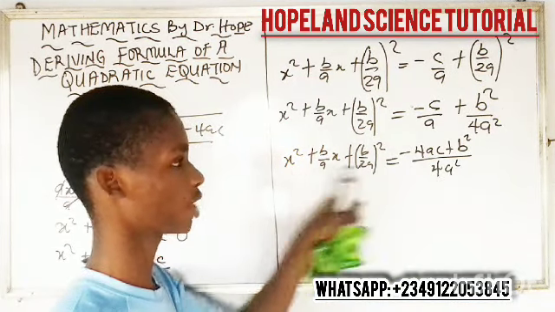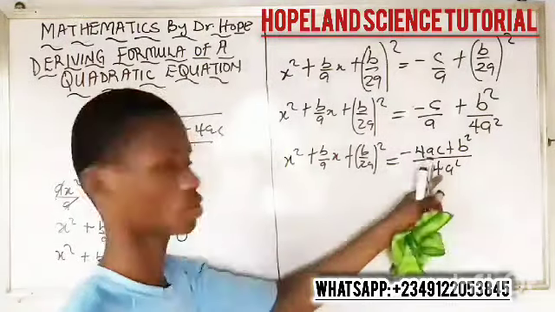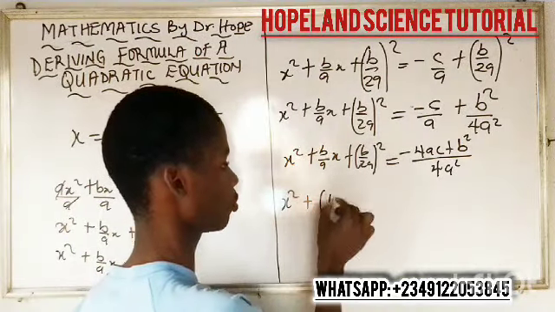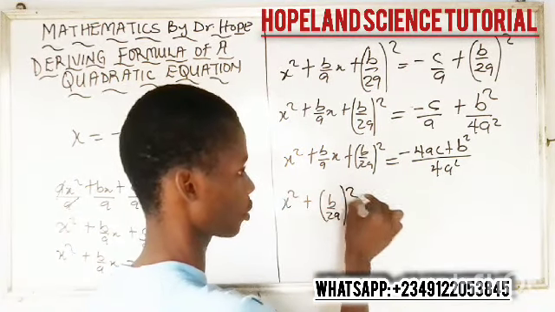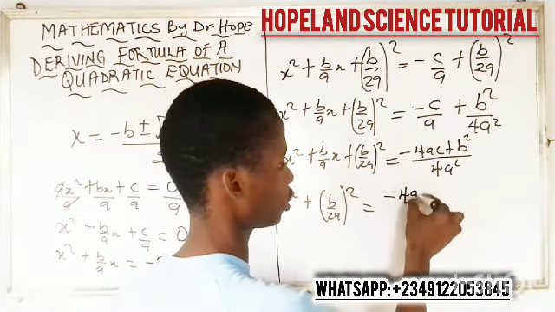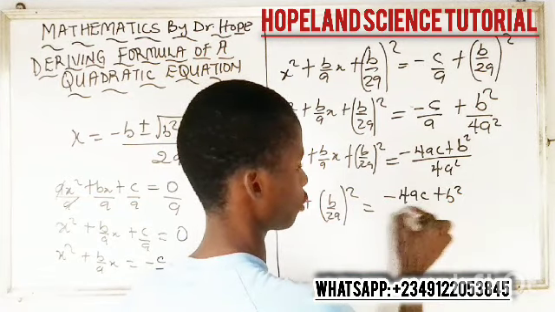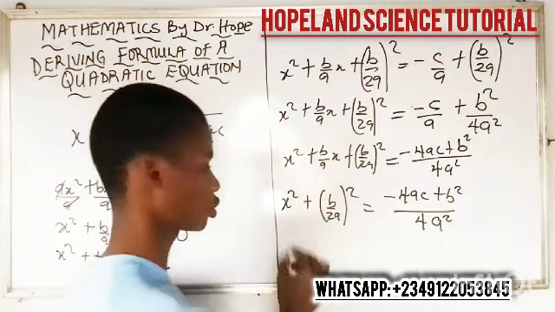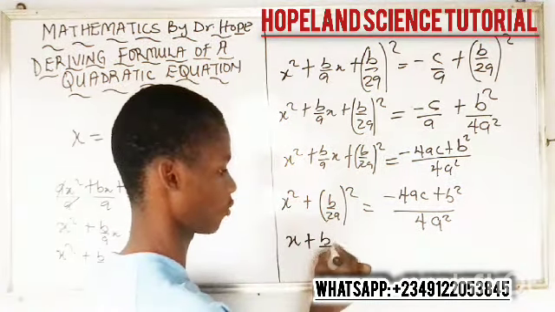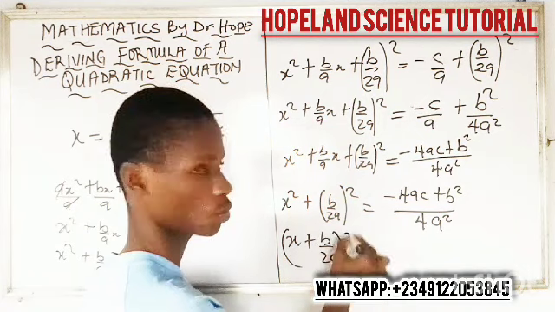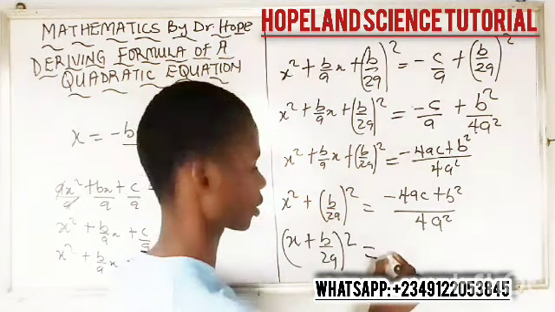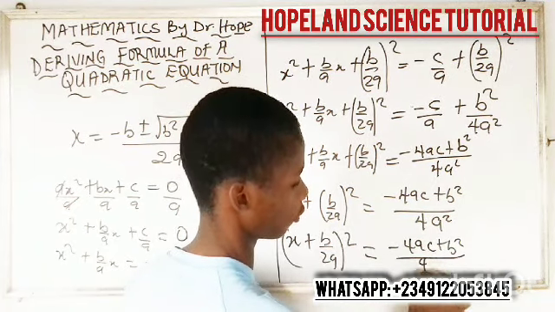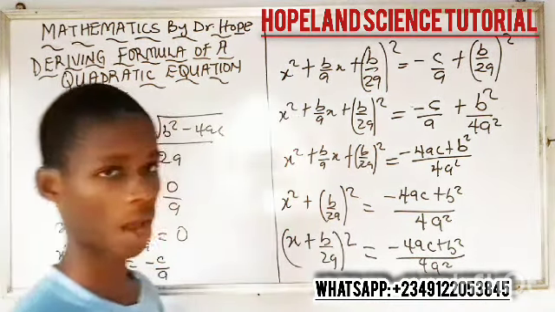Now what is our next step? We'll pick out the squared item on the left hand side and equate it to the right hand side. So we have x plus b over 2a all squared equals minus c over a plus b squared all over 4a squared. Now continue. We have x plus b over 2a all squared equals minus 4ac plus b squared all over 4a squared. All together.